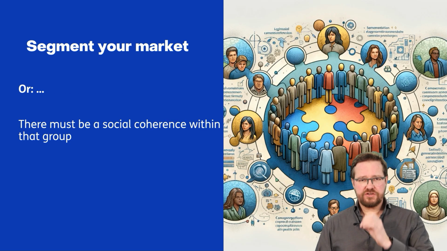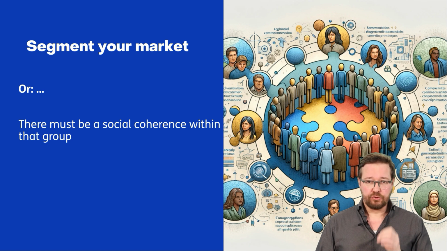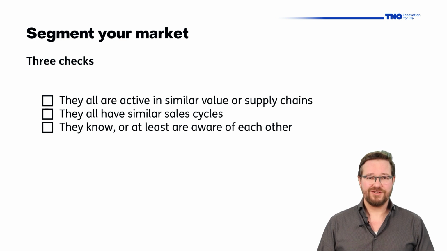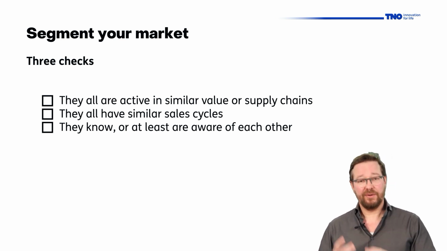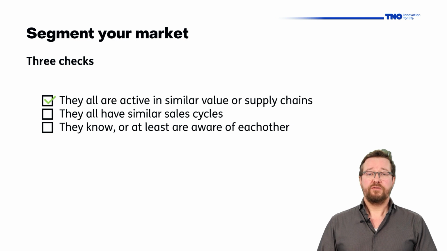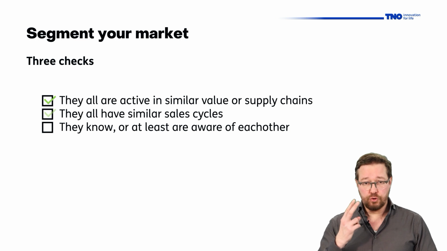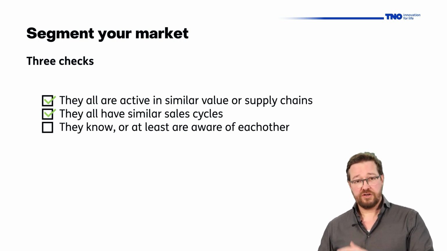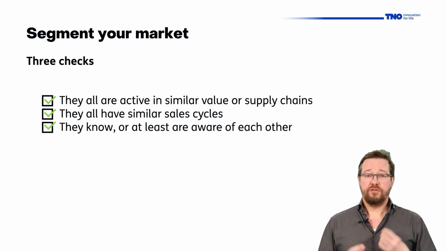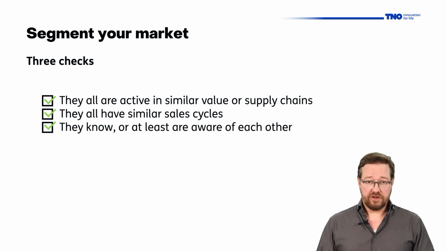Point is, there must be a social coherence within that group, and they all should share a clear pain, to which your product is the solution. Often there's also a geographical consideration in your segmentation. Overall, you should be able to check these 3 boxes when you've identified a social coherent group. 1. They all are active in similar value or supply chains. 2. They all have similar sales cycles. And 3. They know or at least are aware of each other.